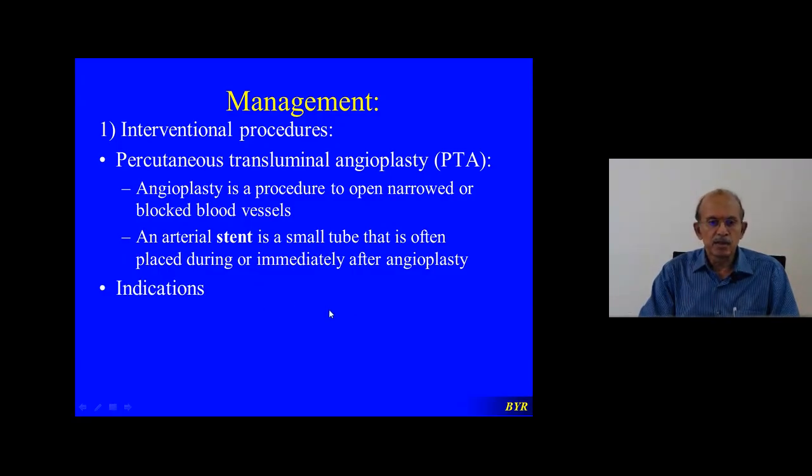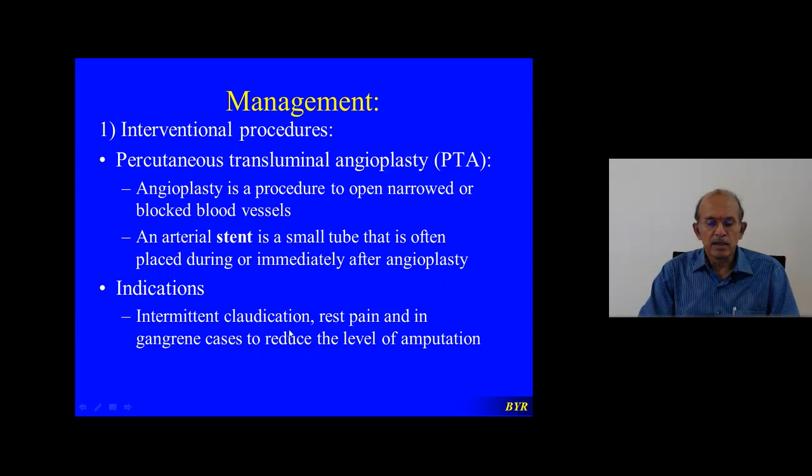Indications for interventional procedures: intermittent claudication, rest pain, and in gangrene cases, you can also do this interventional procedure to reduce the level of amputation. For example, if the patient comes to you with atherosclerotic obstruction of the femoral artery, the patient may present with gangrene of the great toe.